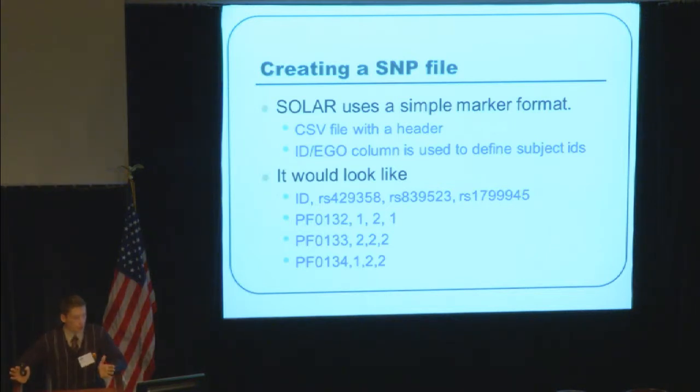Next, let's create a genotype file, otherwise known as a SNP file. Solar uses a simple marker format. It's again a CSV file with a header. You have to have either an ID or EGO column, and that's used to define subject IDs. So a ready-made genotype file would look something like that, where you would have ID, the names of the genotypes, and then a dosage value for each of the genotypes.